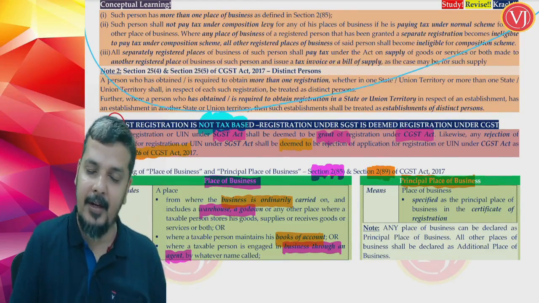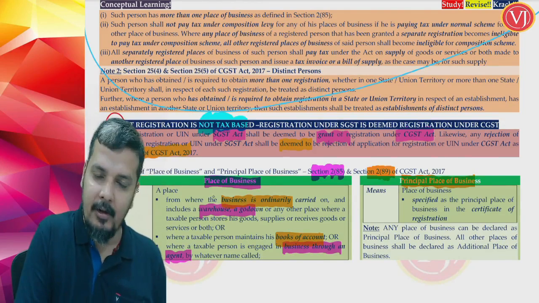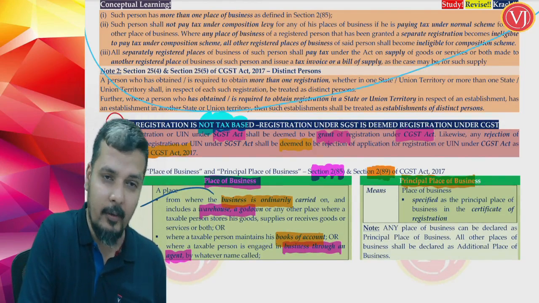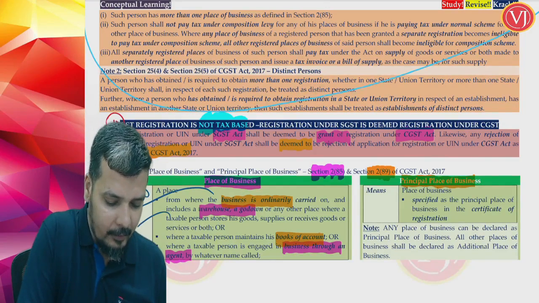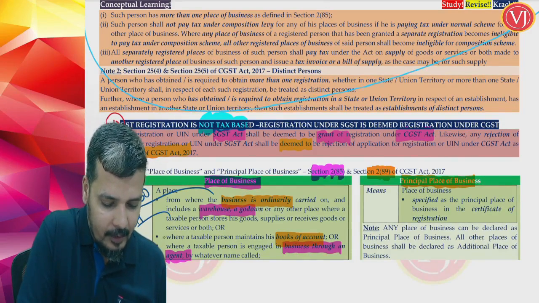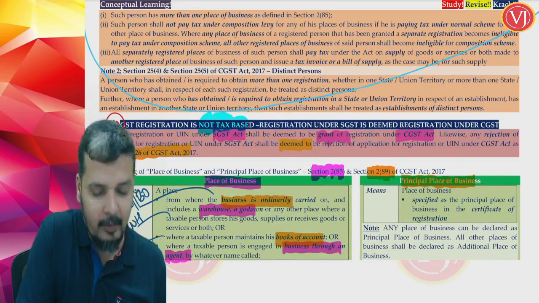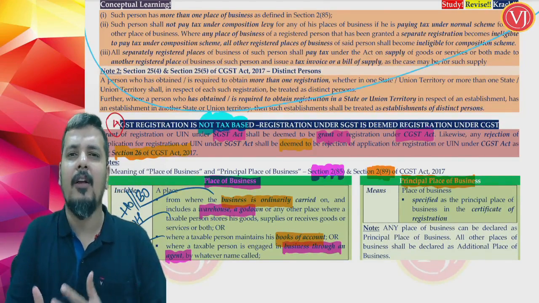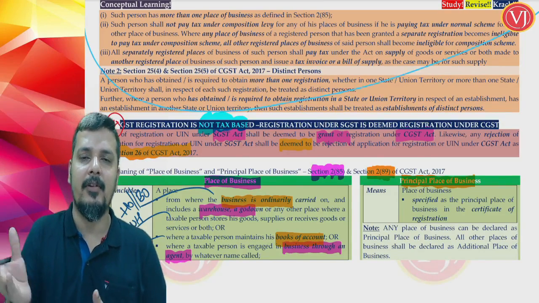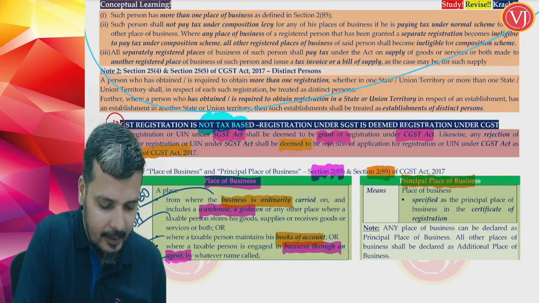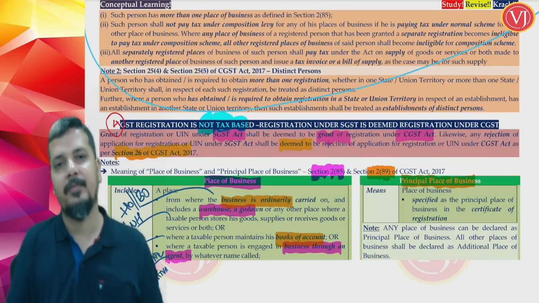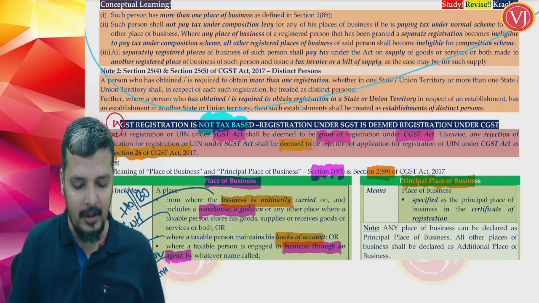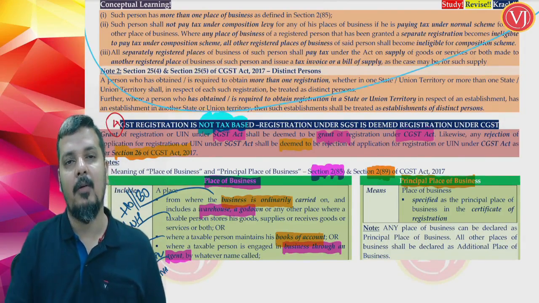So if I have to make it very simple, the definition of place of business is inclusive. Your head office or your branches. It will also include your godowns as well as your warehouse. It will also include a place where you are keeping your books of accounts, might be a corporate office or your residence. You might keep your books of accounts in your residence. That is also a place of business. It might also include your normal agent. You're not talking about a special agent, but a normal agent who's keeping your goods. A special agent will have separate registration.